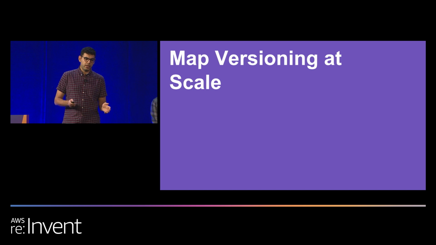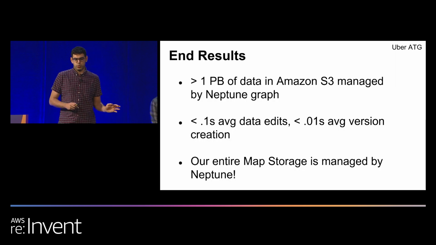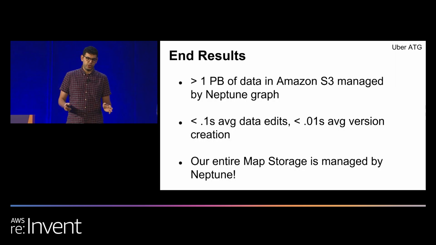Now, at the end of the day, once we've scaled up, we have all of our map storage for all of our cities with driverless cars already on Neptune. This is only a little bit more than a petabyte of data, but it could have gotten up, had we not used this, to many petabytes of data. We've got less than 0.1 average seconds for data edits, less than 0.01 average version creation, and it's all working and running on there.